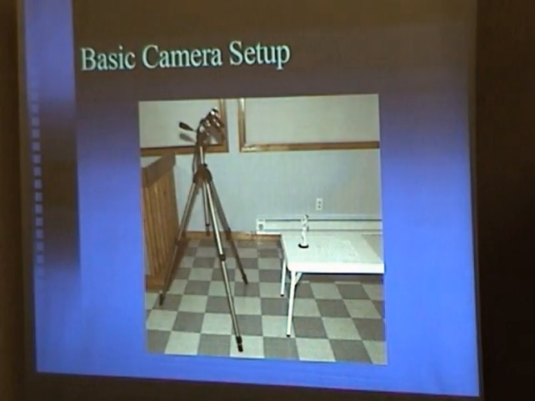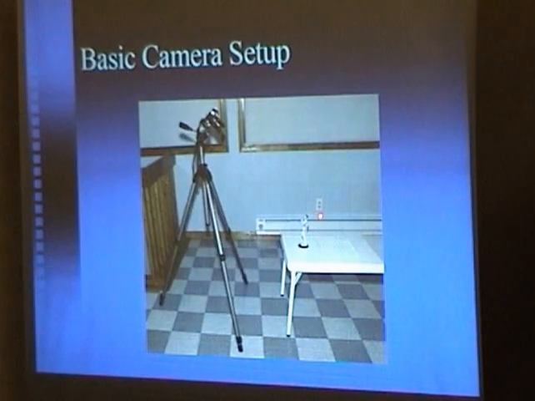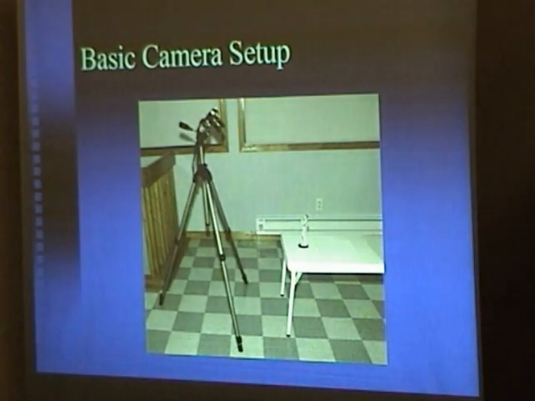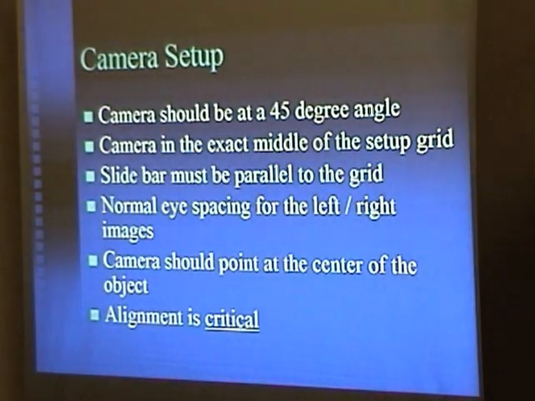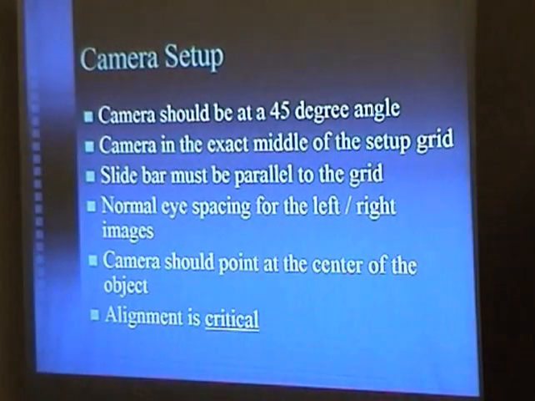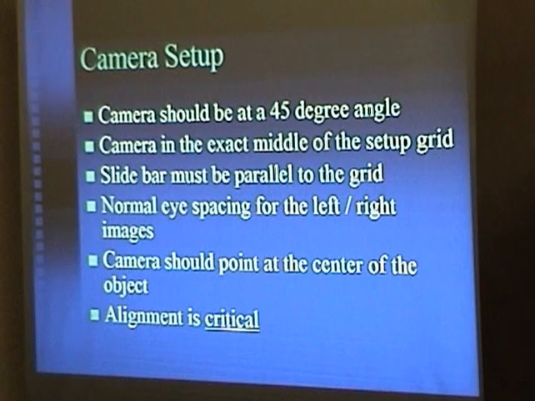The basic camera setup is pretty obvious. We have a camera on a tripod at a 45-degree angle. We have our subject here. You can see that behind it I've got my alignment grid. The camera must be, and here I'm going to get very repetitive, the camera must be in the exact middle of the setup grid. It needs to be exactly in the middle of the space you're defining to put this Phantogram in. The slide bar must be parallel to the grid.